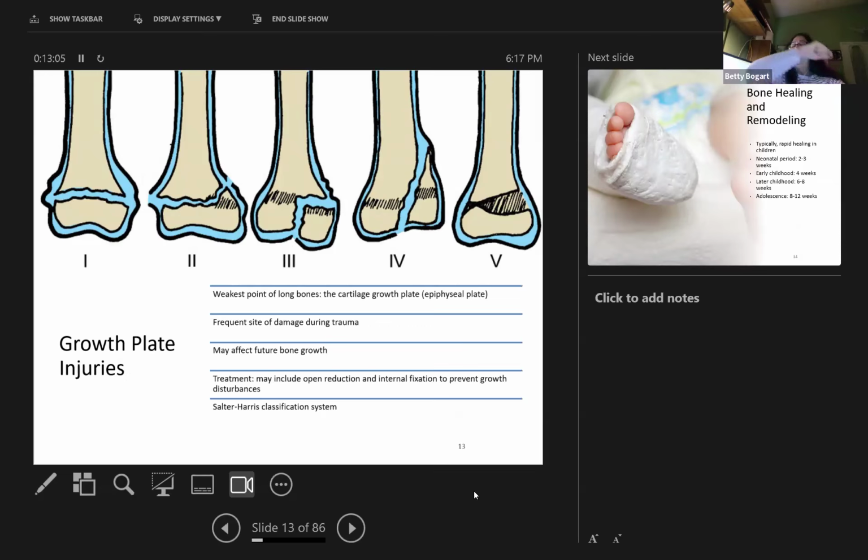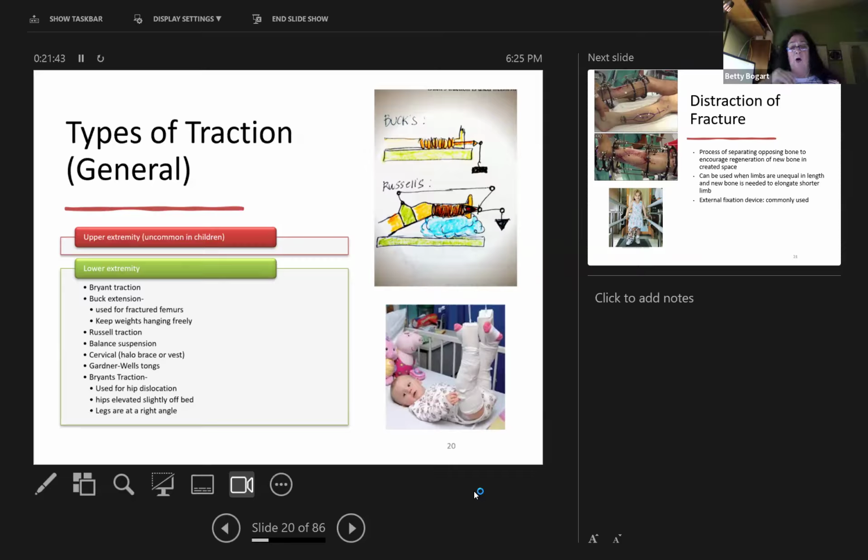I'm going to go into other things that are, but this one here, Bryant's traction, is used for the hips on children that are less than 30 pounds. The Pavlik harness is usually used up till about 6 months. And if that doesn't work, they can either put a spica cast or they can put them in Bryant's traction. Okay? This is what you need to know. The child has to be less than 30 pounds. That is a right angle that they're sitting at, and the buttocks is slightly off the ground, and it pulls the hips up into where they need to be.